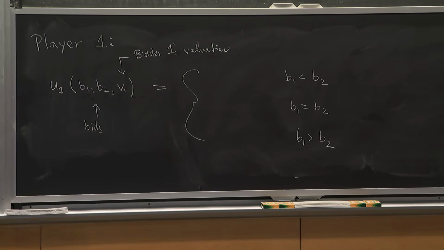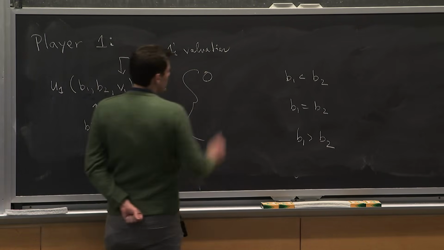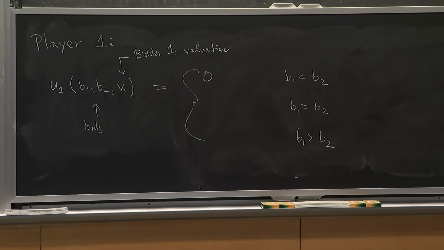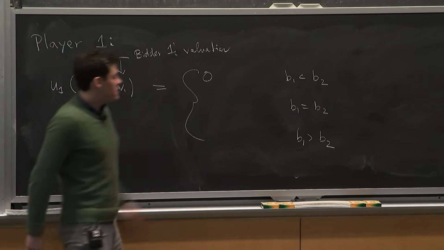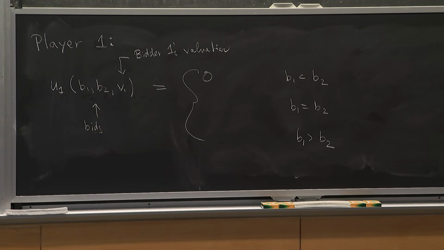0, right? If their bid's lower, they lose. If they lose, they win nothing, they pay nothing, the utility is 0. Let's now look at this case. What's their utility going to be here? V1 minus B1. Exactly.